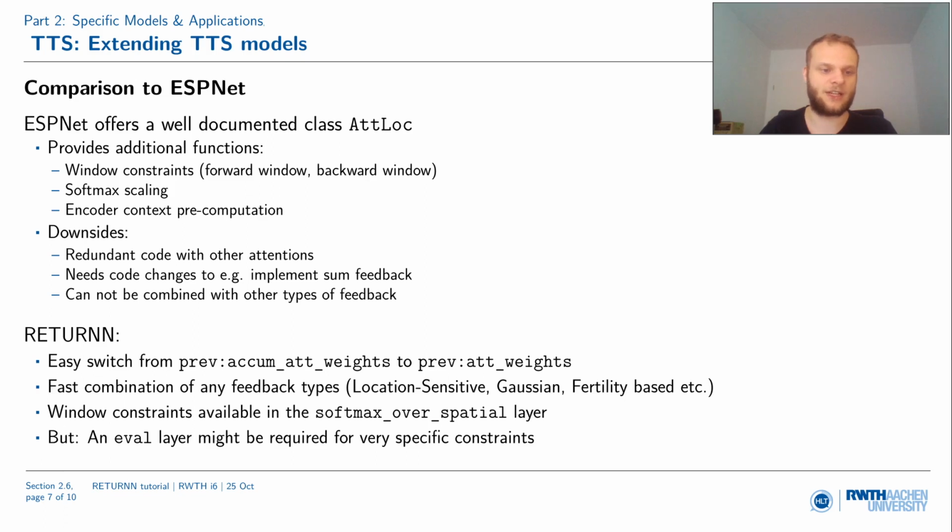And it's difficult to combine the different types of attention, as each attention is implemented in their own class. In RETURNN, this is a little bit easier because, for example, switching between the accumulated weights and the previous weights is just changing one element of the from attribute. Also, we have a very simple method for combining different feedback types, as we can just combine them in the combine layer. And for example, for the window constraints, we have available parameters in our softmax over spatial layer. But as we have seen before, for example, for the dynamic convolution attention or also some monotonic implementations, we might require an extra layer for very specific constraints.